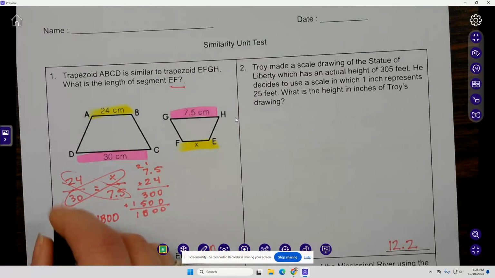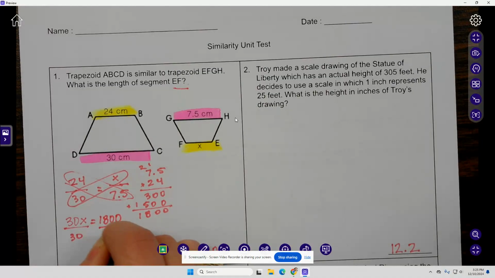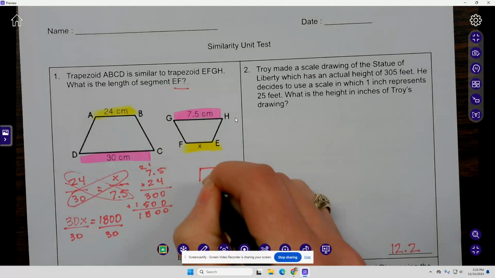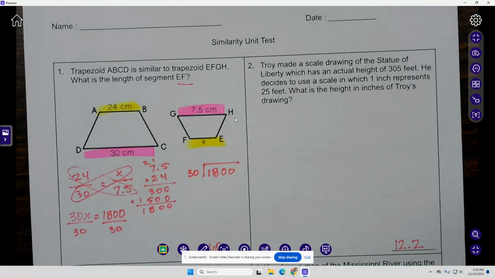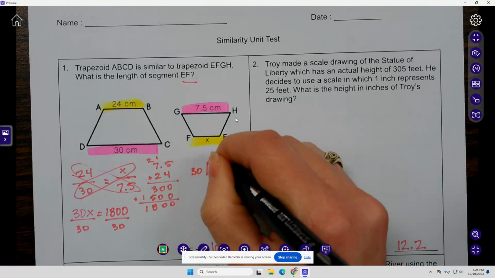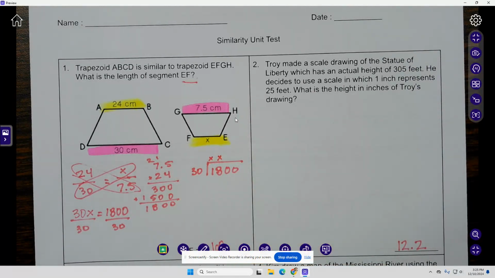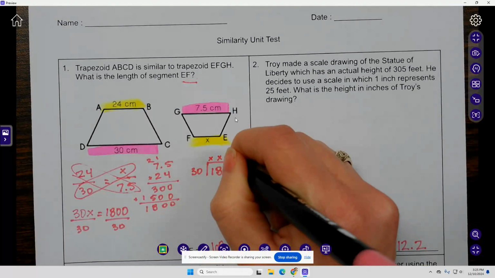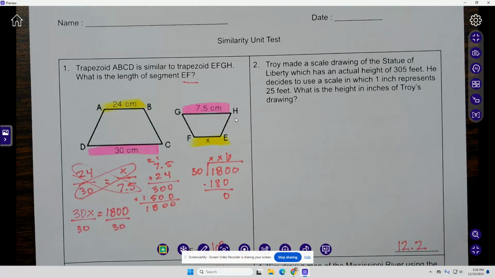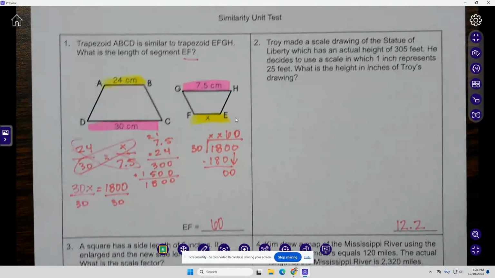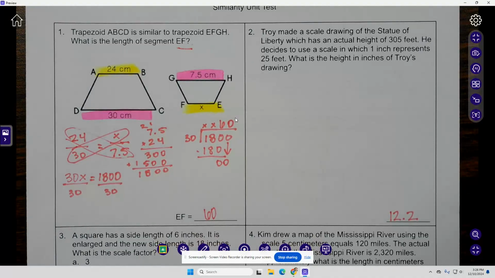Now I can solve this by dividing by 30 on both sides. 30 can't go into 1. It can't go into 18, but it can go into 180 6 times. So I'm going to subtract 180 and get 0. I have one other number to bring down. So 30 can go into 0 times. So the answer is 60. The answer is 60. All right, number 2.